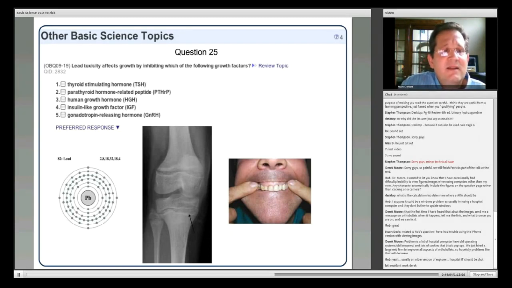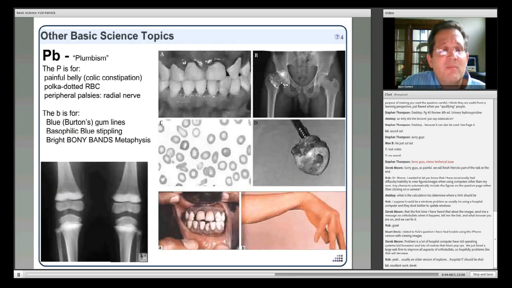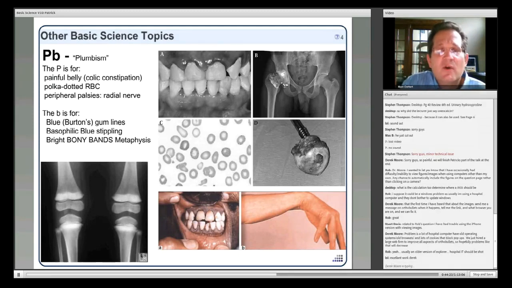And lead, if you don't remember anything about lead, remember plumbism, because plumbum is what lead was called in Latin. So PB stands for plumbism, and the P is for painful, and the B is for belly. Painful belly, because in the medical literature they get colic and constipation and tummy pains, but P is also for polka dotted red blood cells. They may show you those basophilic stippling on a slide that you need to know about.